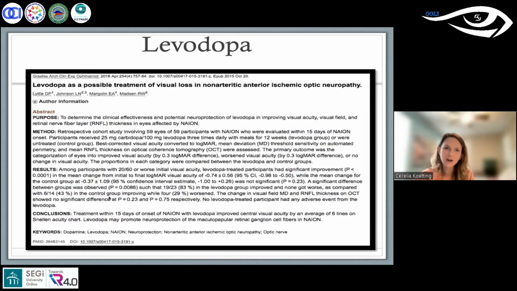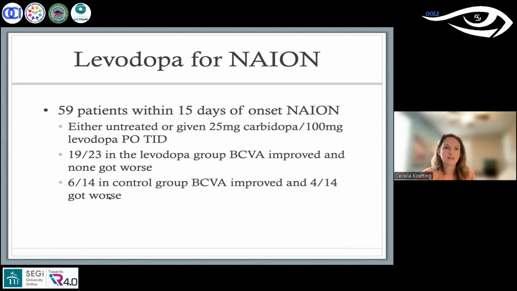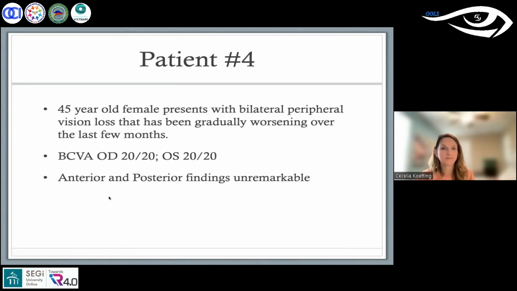So, other option, levodopa. You can use levodopa for NAION. This study showed that if it was given within 15 days of onset, so remember very early, like with the steroids, 19 of the 23 on levodopa had improvement in their BCVA. 6 out of the 14 in the control group who did not receive it had improvement. 4 out of the 14 actually got worse. So it did show that it helped these patients.